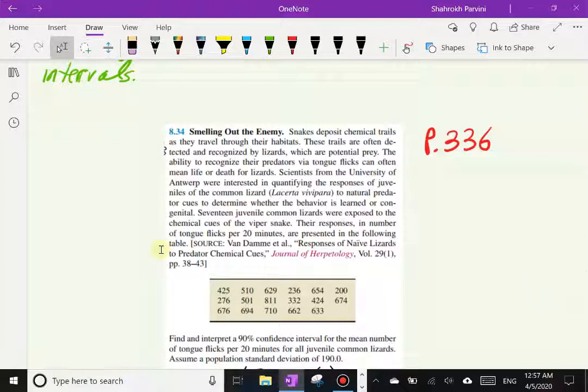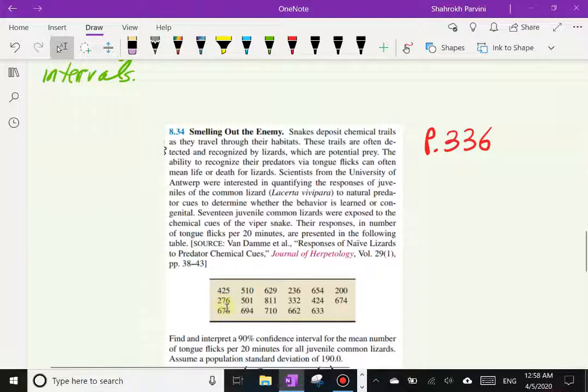Every 20 minutes. So somebody must have observed these lizards for 20 minutes and actually counted how many times they stuck their tongue out. So here you go, for example, just to look at the numbers. This one lizard stuck his tongue out 425 times in a 20-minute interval. This one 510 and so on. The lowest number of tongue flicks is for this one, only 276. So this lizard is pretty relaxed still, I guess. It's not too worried about life.